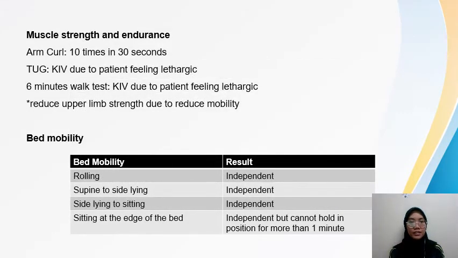Next, for the muscle strength and endurance, for the arm curl, the patient recorded 10 arm curls in 30 seconds. But for the TUG and 6-minute walking test, we could not perform the tests due to the patient's complaint of feeling lethargic. So for the interpretation, the patient has reduced upper limb strength due to reduced mobility. For the back mobility, the patient can perform all back mobility independently, but she cannot hold position for more than 1 minute when sitting at the edge of the bed due to complaint of dizziness.